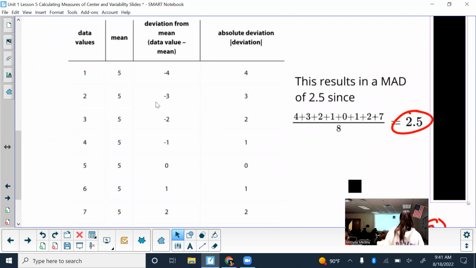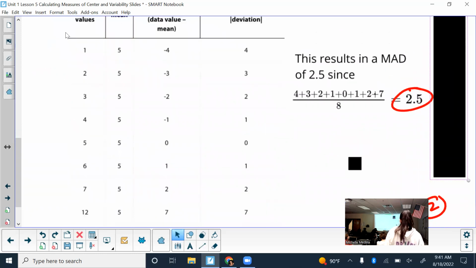If you compare it to this data, you can see they took the sum of their data values and divided it by however many they had, which was also, wait, 1, 2, 3, 4, 5, 6, 7, 8 values. They found that mean to be 5. They subtracted data value minus mean, and then took the absolute value of whatever that value was.